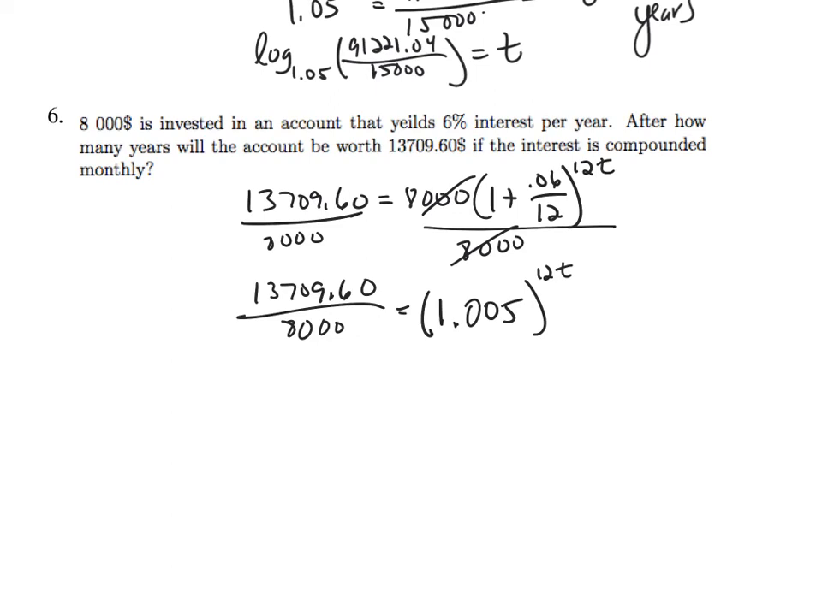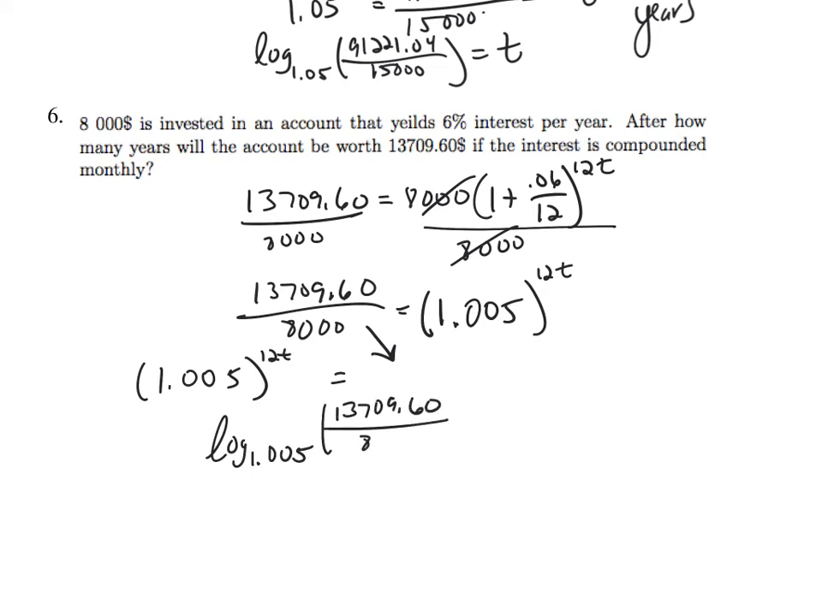Before I start whipping out logs and such, well, I guess I could. It just depends on how you decide to do it, but all right, I'm gonna do the thing where I switch their sides because I have to. That goes over there. Log base 1.005 of 13,709.60 over 8,000 equals 12t, and then I can divide both sides by 12.